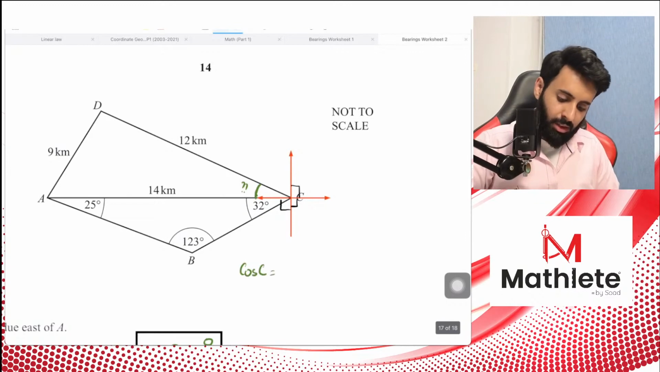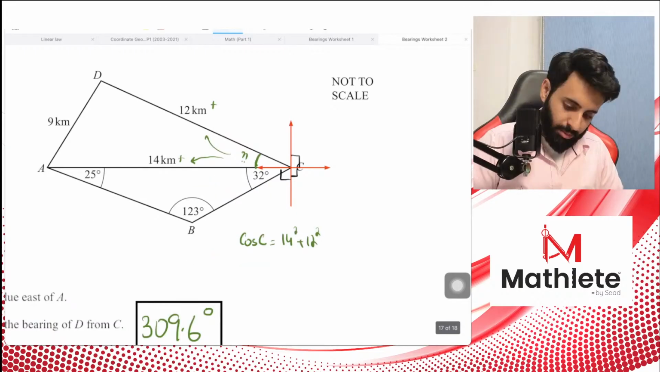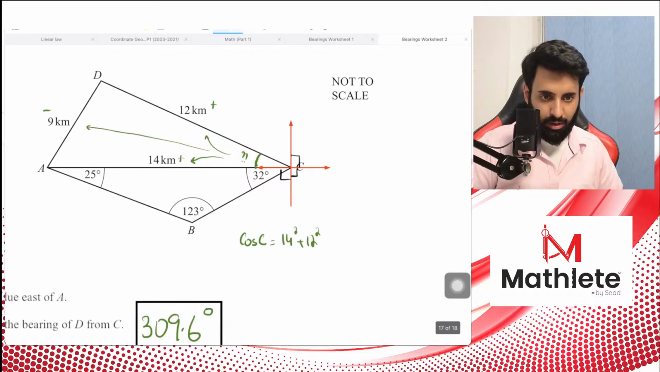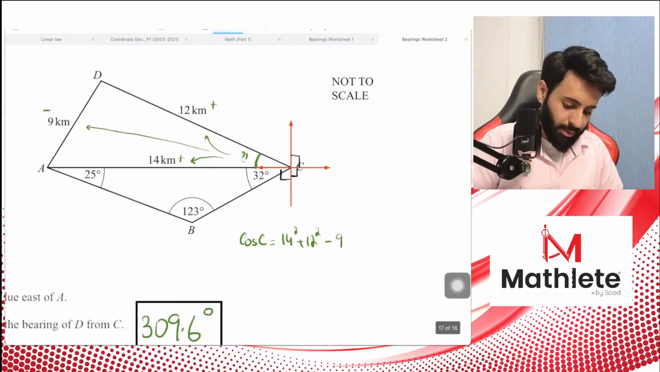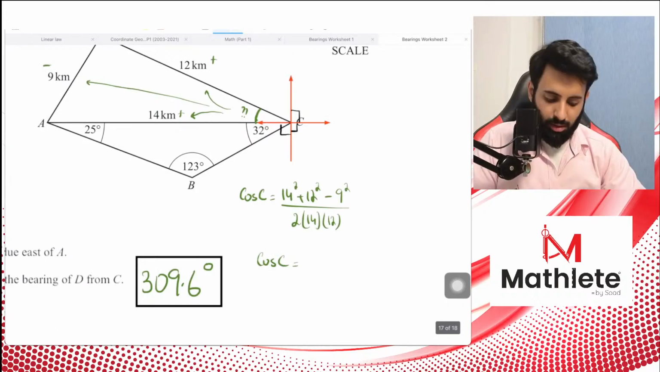Cos C equals, now remember, the included sides are the sides that you add in the cosine rule. So 14 squared plus 12 squared, and the side that's completely opposite, you subtract that. So minus 9 squared over 2 into 14 into 12. Let's work this out. Cos C equals 14 squared plus 12 squared minus 9 squared divided by 2 into 14 into 12.